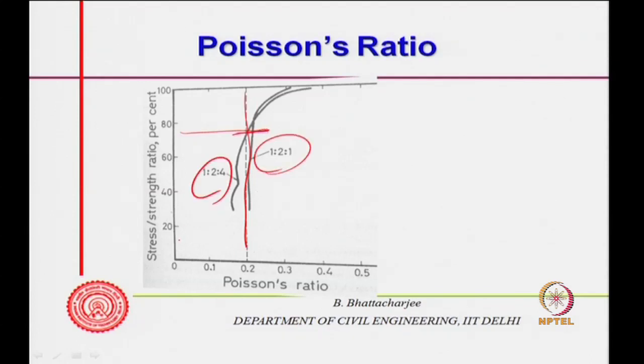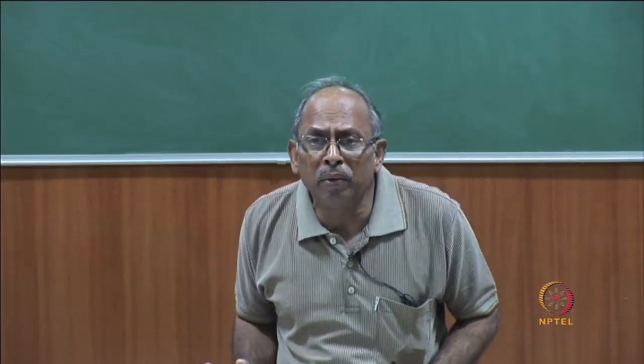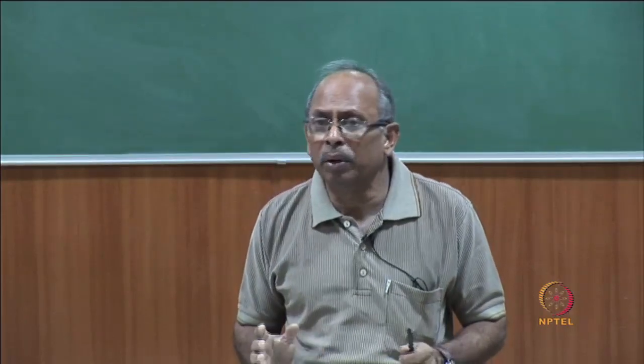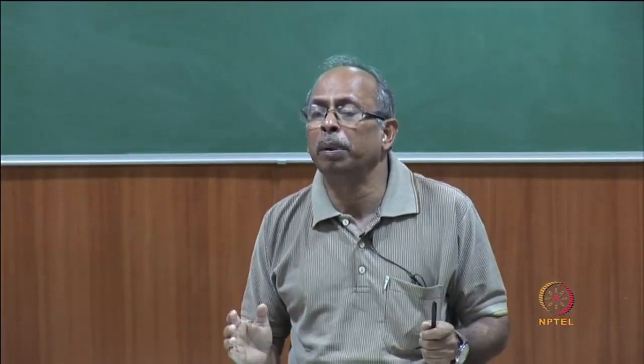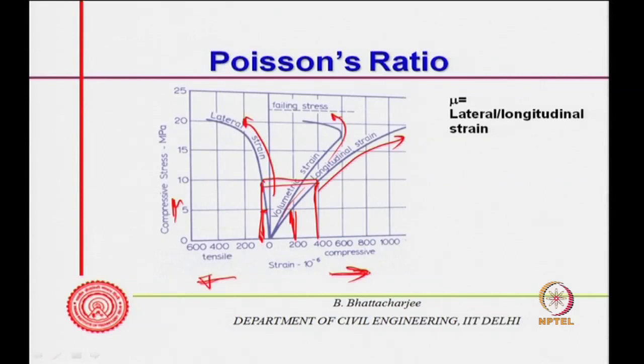In the good old days, people conducted experiments and found out that beyond that point it actually starts increasing. It can go close to about 0.3, 0.4 and so on, as your stress to strength ratio increases. So before failure, Poisson's ratio increases, and we understand this because a lot of micro cracking would have occurred, and that would have caused lateral strain to increase at a faster rate than the longitudinal strain. This is manifested in this diagram also.